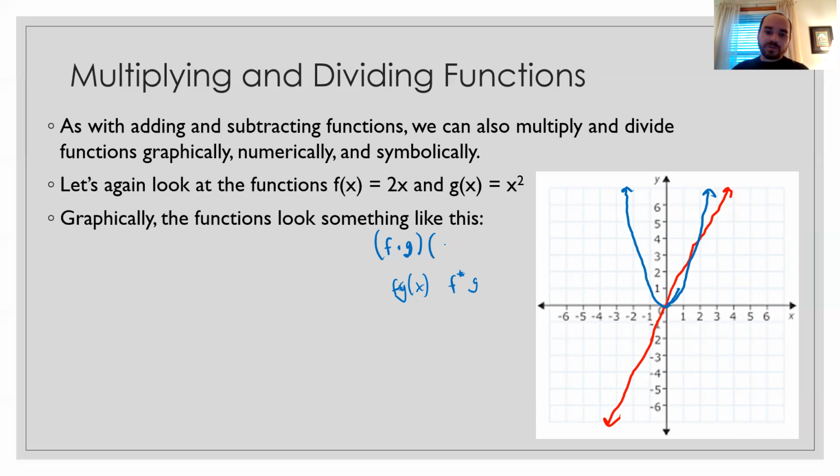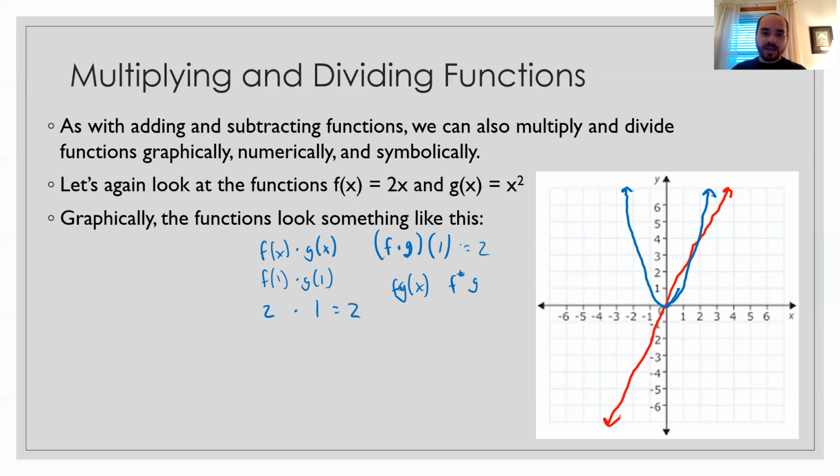So let's say we want to do f times g of, how about 1? Same as last time, this is equal to f of x times g of x. So f times g of x is equal to f times g. So we can do f of 1 times g of 1. And in this case, f of 1 is equal to 2. g of 1 is equal to 1. So we have 2 times 1 equals 2. So f times g of 1 is equal to 2.